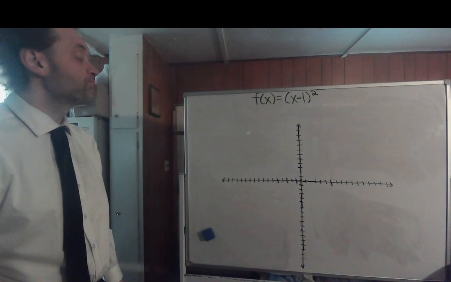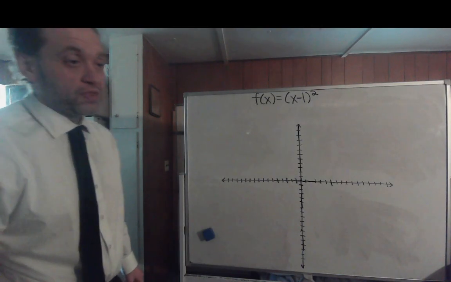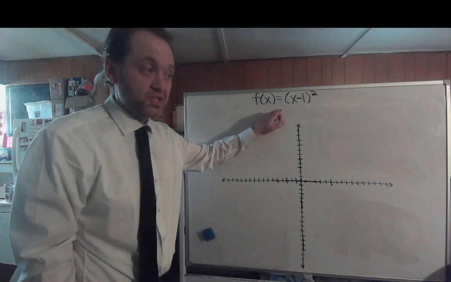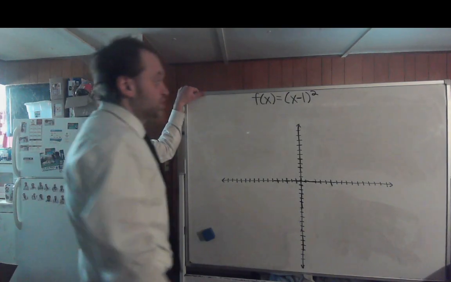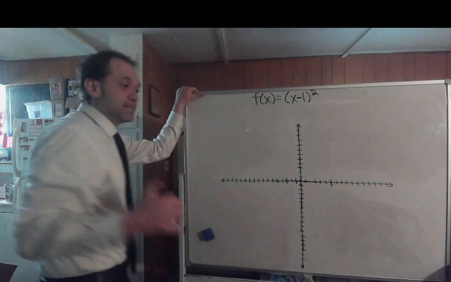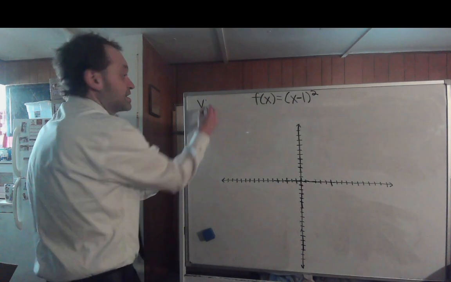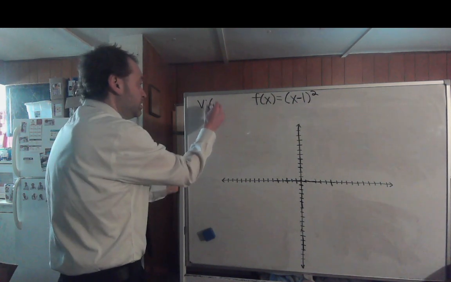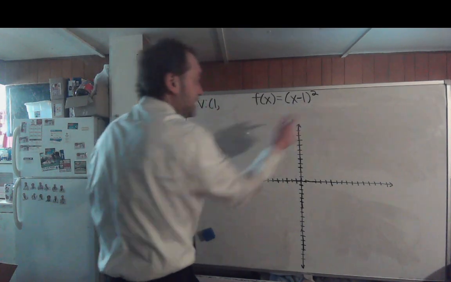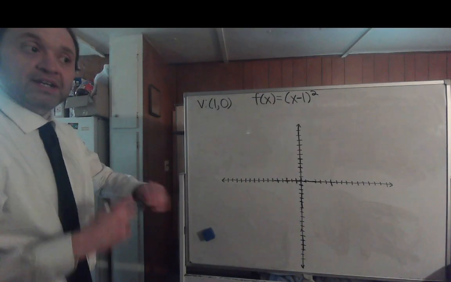Well, you could argue it's in both vertex form and intercept form. Why is that? So vertex form is pretty easy to see. Your vertex, of course, you just set that x minus 1 equal to 0. You'll get x equals 1. You don't have a plus k term, so your vertex by default is at 1, 0. Easy enough, right?